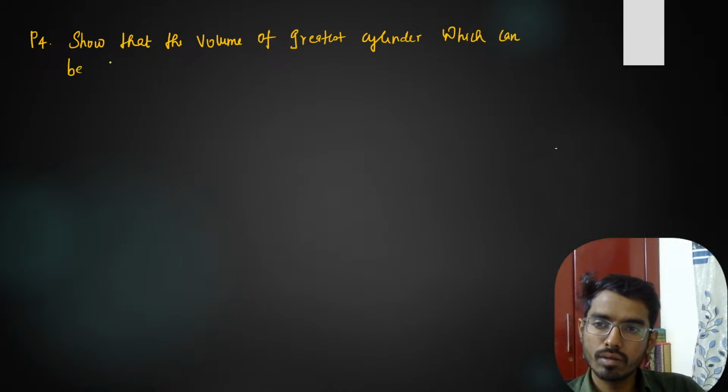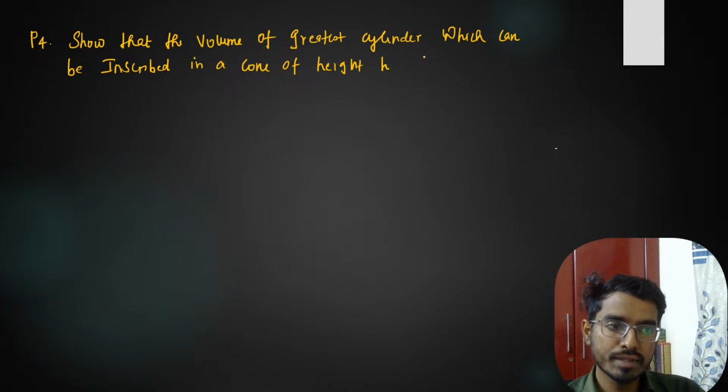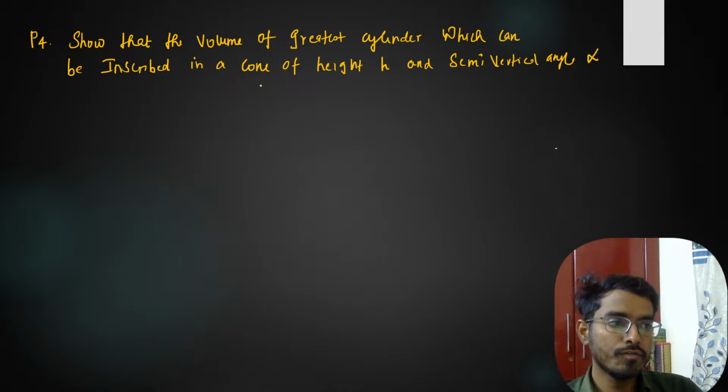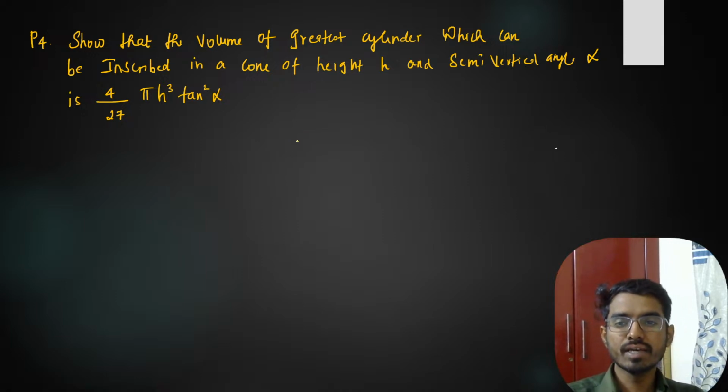So that the volume of greatest cylinder which can be inscribed in a cone of height h and semi-vertical angle alpha is given by 4 by 27 pi h cube tan square alpha.